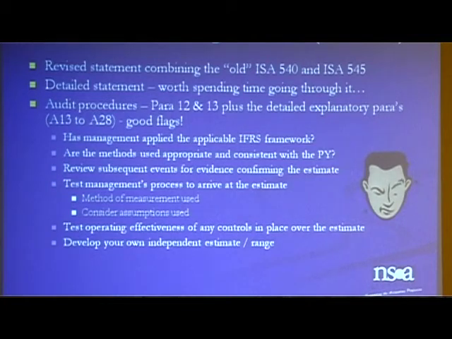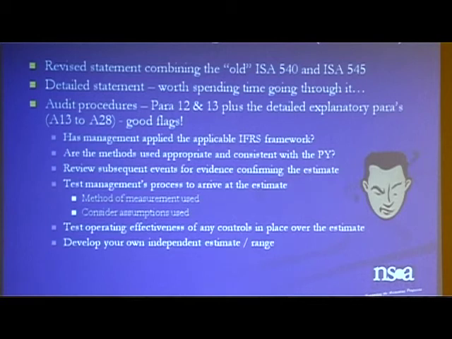Now, when you've worked through this first lot, if management have applied the applicable framework, if the methods that they've used are appropriate and they are consistent, if subsequent events confirm the reliability of that number or accuracy of that number at year end, and if you're happy with management's process in arriving at the estimate that they've followed, well, then you don't need to develop your own independent estimate. This is only going to be applicable when you're not happy with something that's preceded this point.